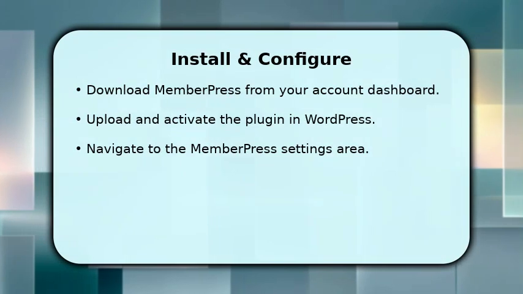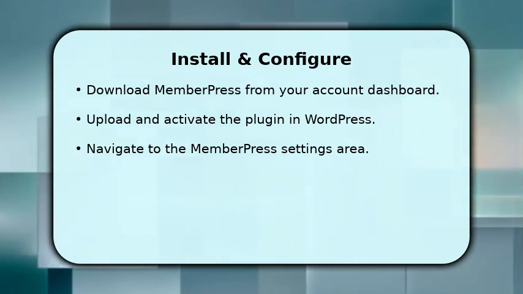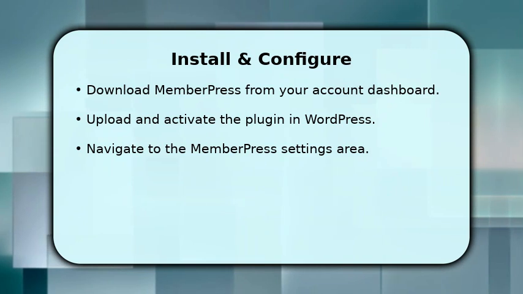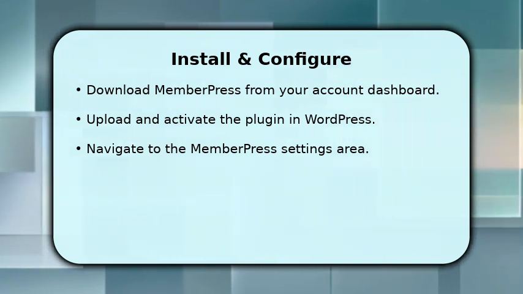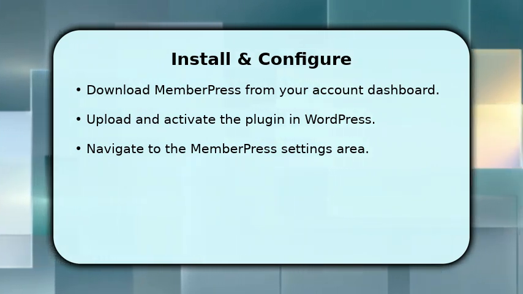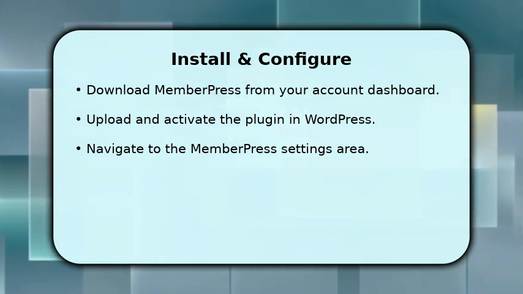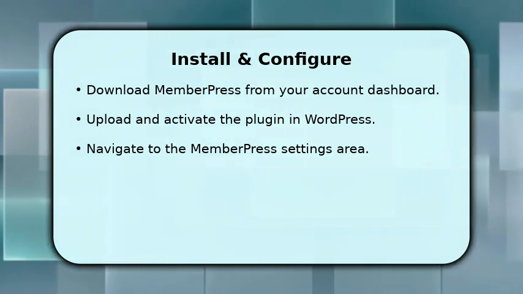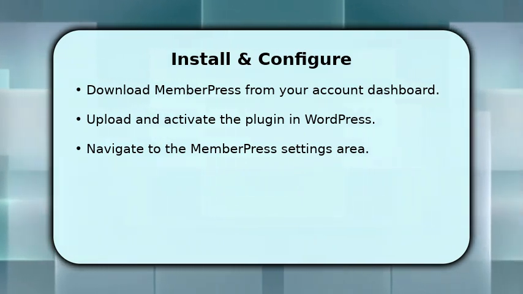To begin, download the MemberPress plugin file from your account. Next, log into your WordPress dashboard, go to Plugins and upload the downloaded file, then activate it. Once activated, find the MemberPress settings in your WordPress admin menu. Here, you can configure crucial general options, such as your site's currency, and set up important pages like the login and account pages. This foundational setup is key for smooth operation.